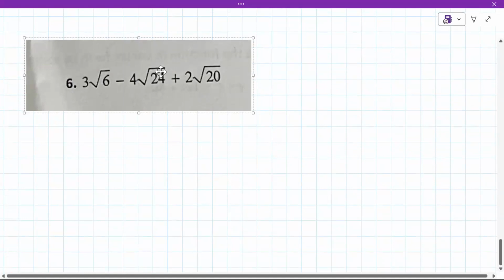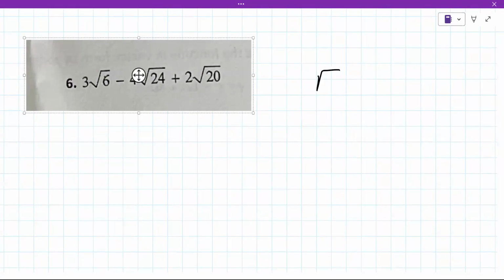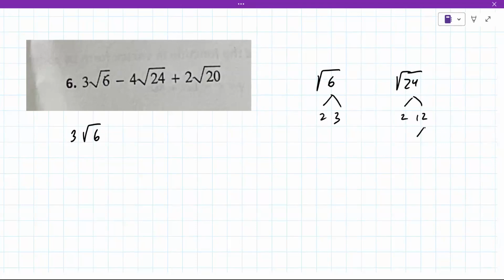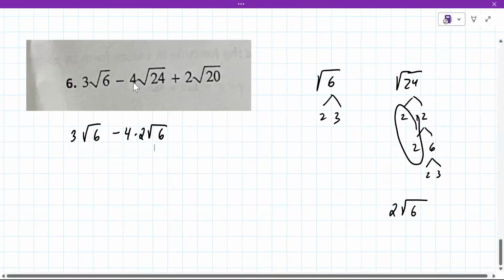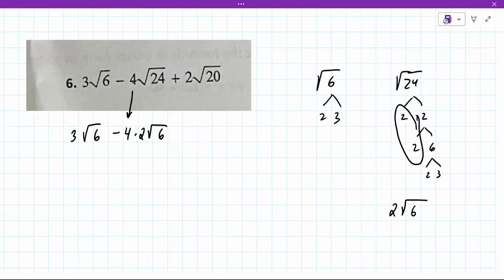You have to break apart the roots. Okay, so like square root of 6, you're gonna come off to the side. That can't be reduced. It's just the square root of 6. But the square root of 24, this can be reduced. 2 and 12, 2 and 6, 2 and 3. A pair of 2's comes out, so this becomes 2 square root of what's left over, 2 times 3, which is 6. So it's negative 4 times 2 square root of 6. If there's a number on the outside, it comes down. And this becomes negative 8 square root of 6.